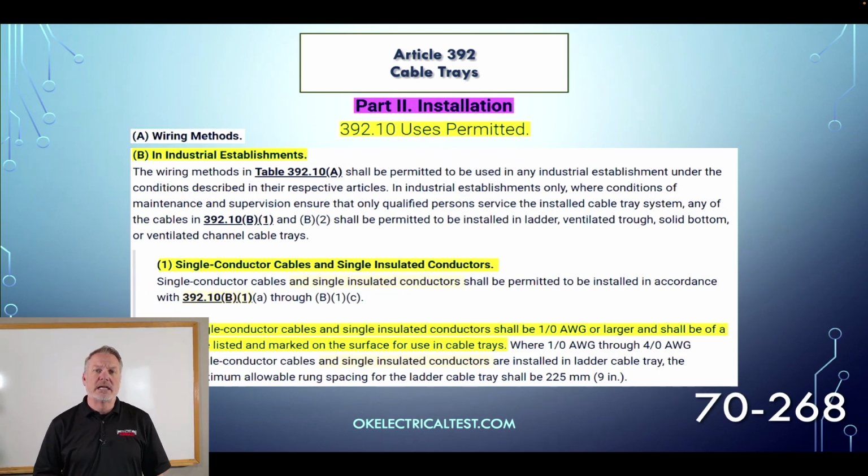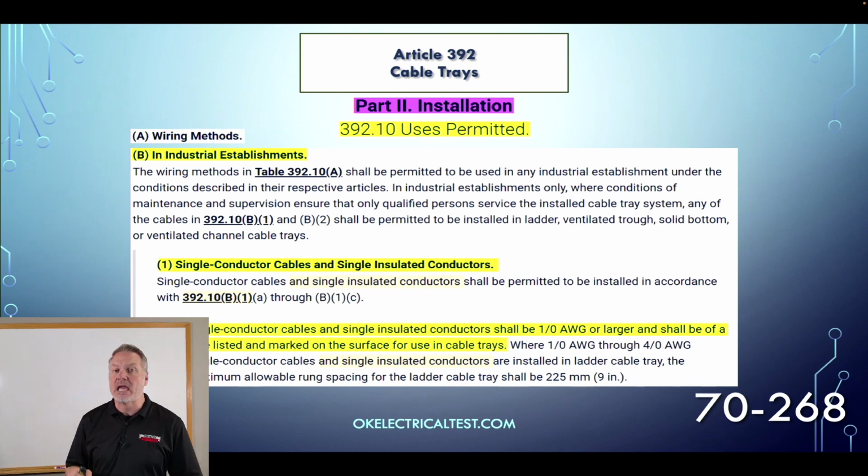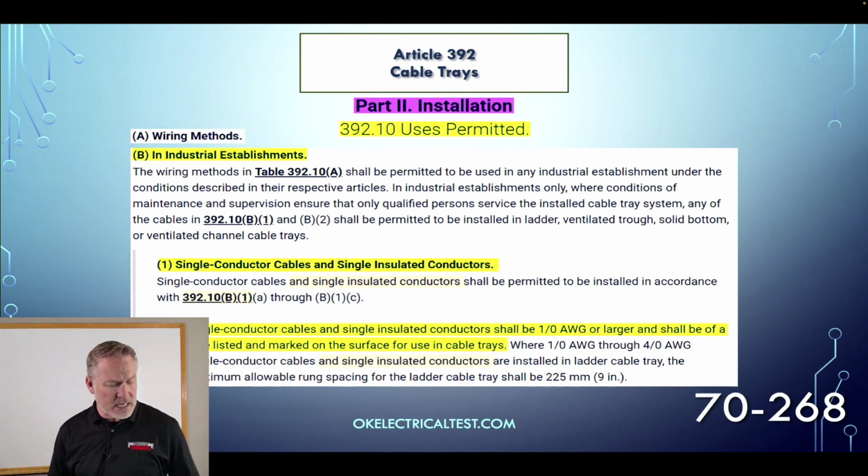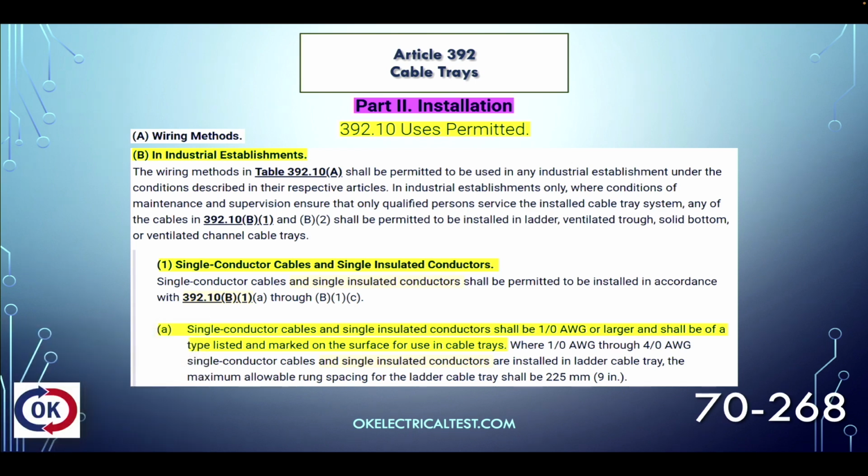Let's go to Article 392. Article 392 is going to be our cable trays. And we're going to take a look at 392.10, uses permitted for cable trays. And we're going to look specifically at letter B in industrial establishments. And number one says single conductor cables and single insulated conductor cables. It says letter A, single conductor cables and single insulated conductors shall be 1/0 or larger and shall be of a type listed and marked on the surface for use in cable trays.